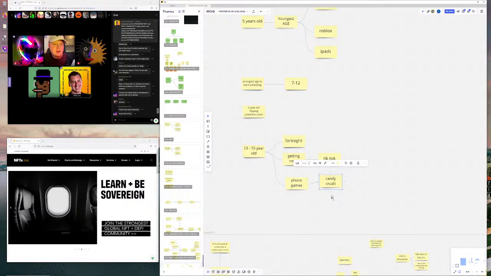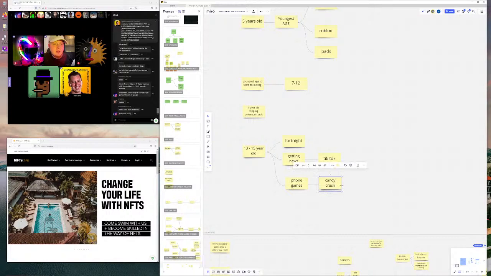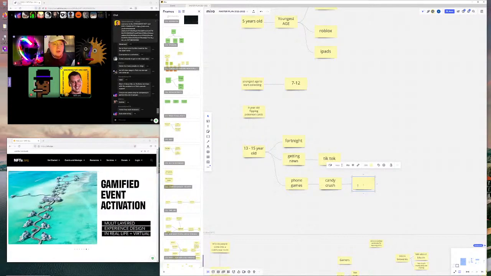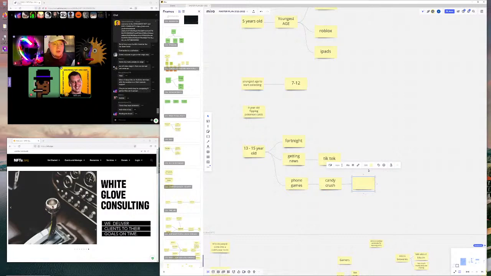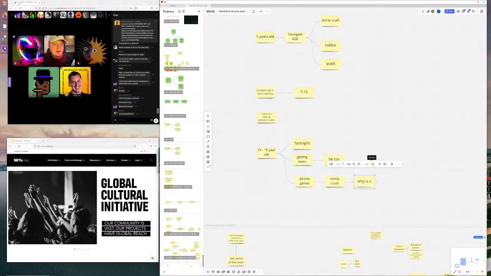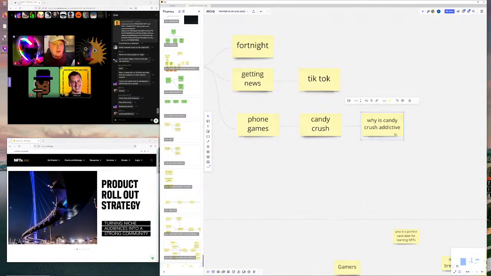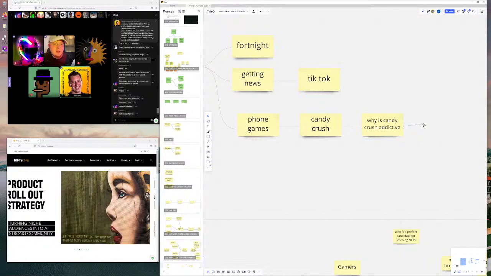So what is it about Candy Crush that's so addictive? I was just using that as an example, but people have a problem playing this. Why? What is the thought process behind this, and how come nobody in the NFT space designed a game like this? Anybody know? What does Candy Crush allow people to experience or feel that makes them want to keep coming back?